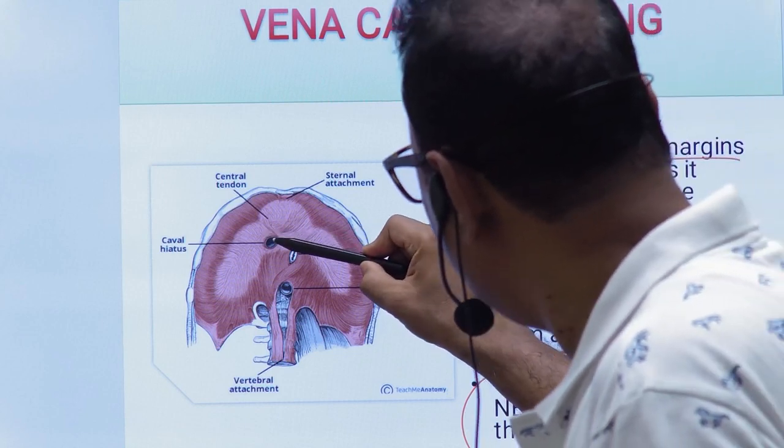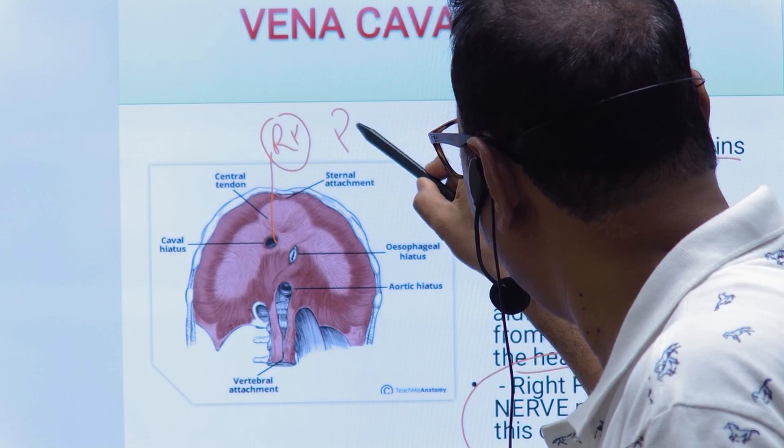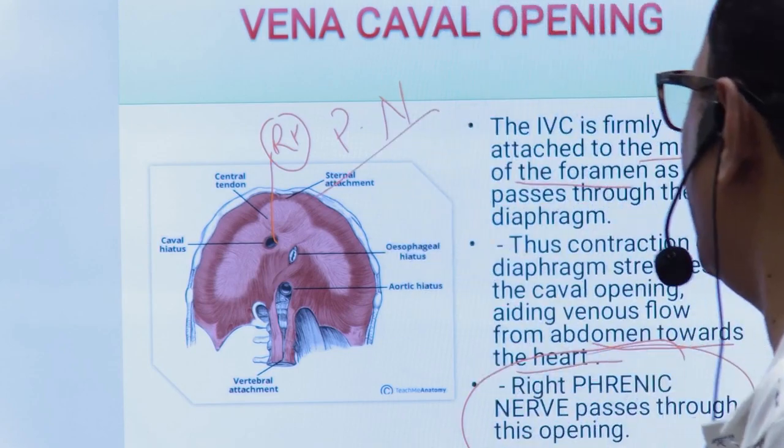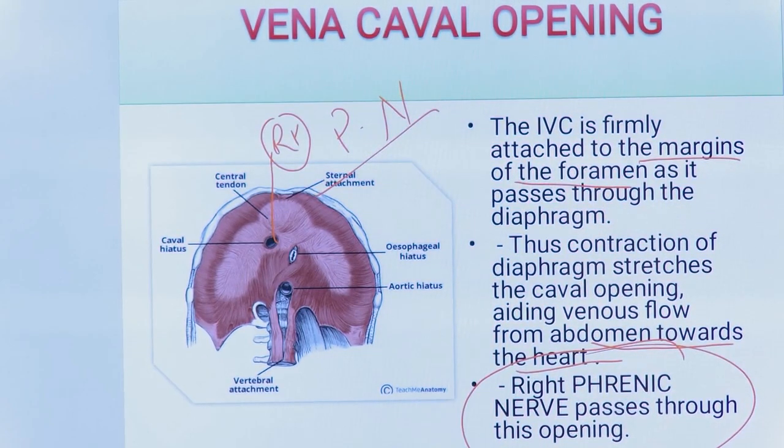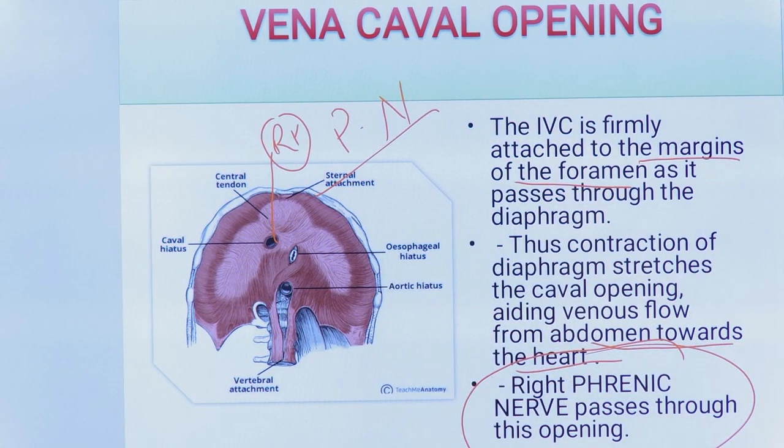This will allow the passage of the right phrenic nerve. The right phrenic nerve will pass through this vena cava opening.